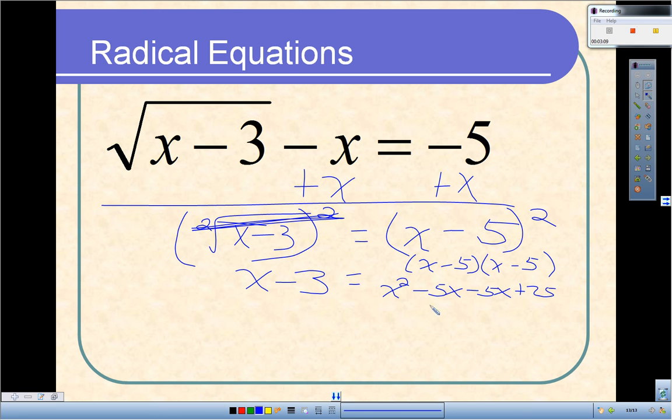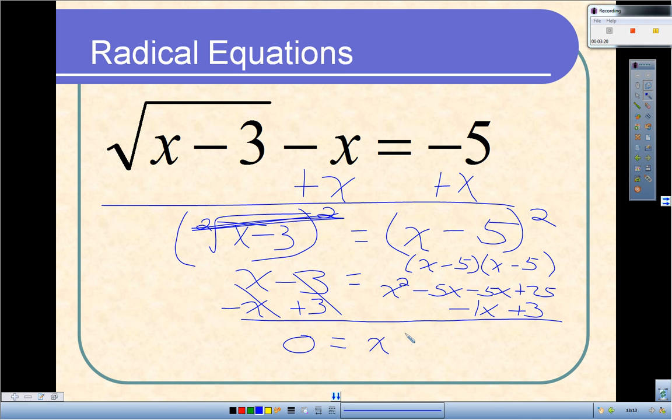Well, this is a quadratic, so I'm going to set this equal to 0. So I'm going to subtract x and add 3. And when I do that and combine my like terms, that's going to leave me x squared minus 11x plus 28. Since this is a quadratic, I know that I'm going to get two answers, so I'm going to factor this, and factors of 28 would be 7 and 4. 7 and 4 do give me 11.